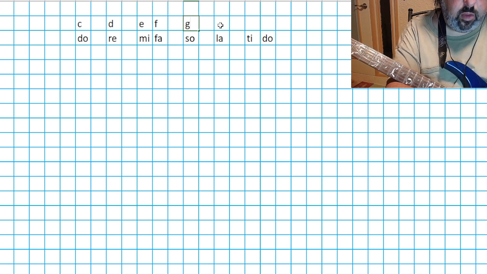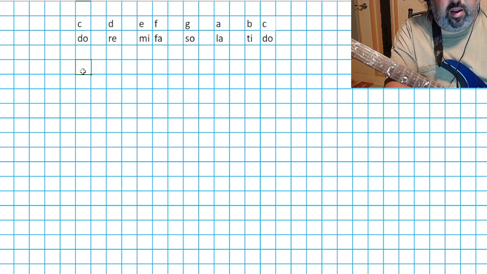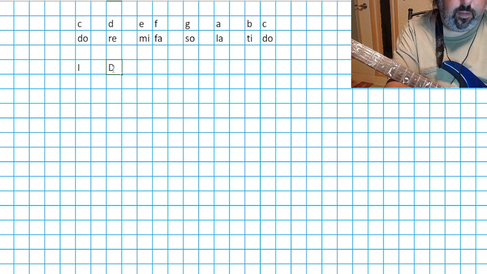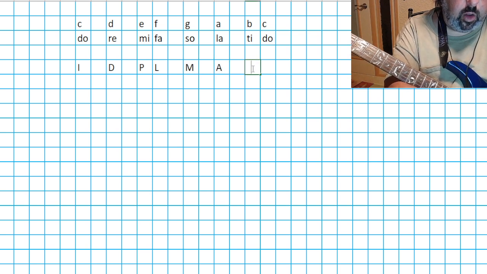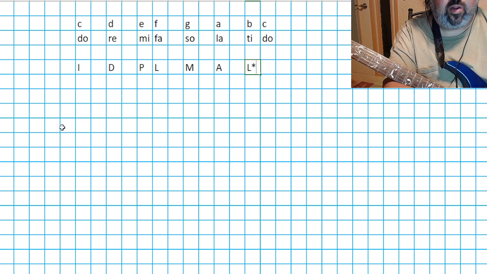And G, A, B, and back to C. Okay, so the modal order is Ionian. We're just going to use the first letters here. Dorian. Let's make these all caps lock. Phrygian, Lydian, Mixolydian, Aeolian, and Locrian. We'll just use a star for that one, so we know that that's Locrian, not Lydian.